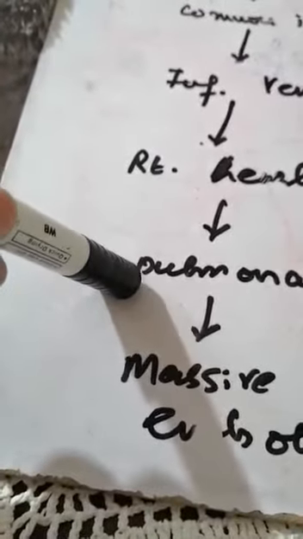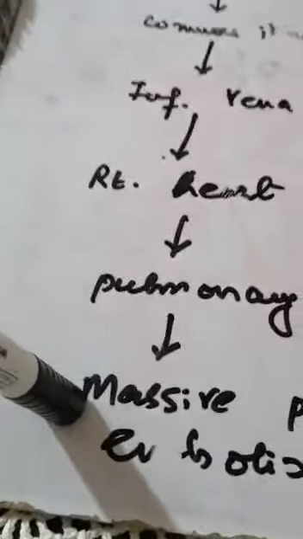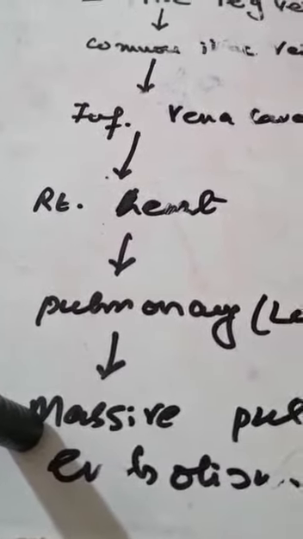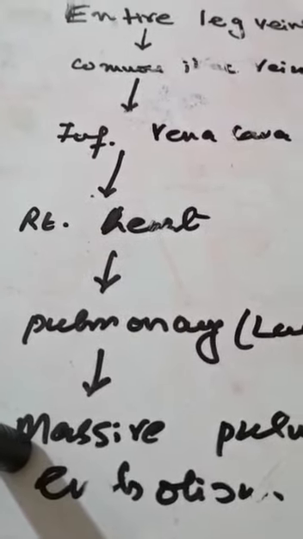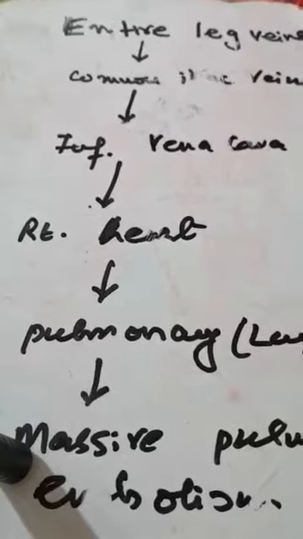As you know that right heart, blood supply of right heart goes to the pulmonary circulation. Pulmonary circulation, and from pulmonary circulation, if both pulmonary arteries are occluded by embolism, sudden death occurs. If only single pulmonary artery is occluded, then a patient can suffer from dyspnea and some other symptoms also.